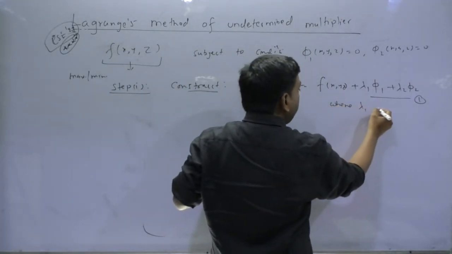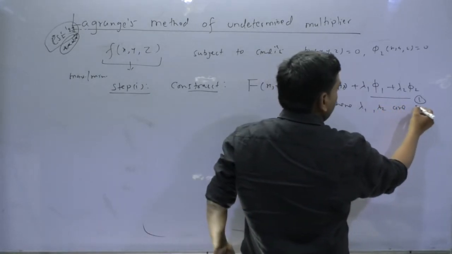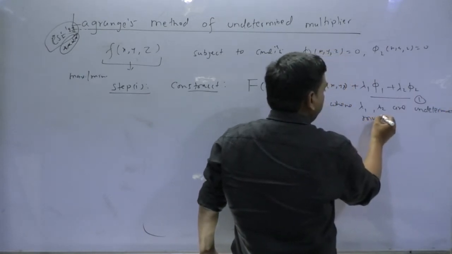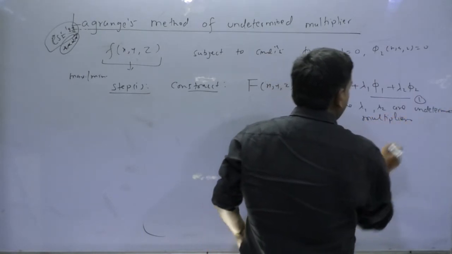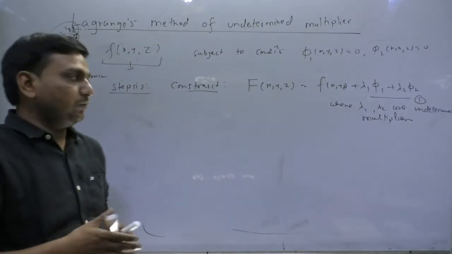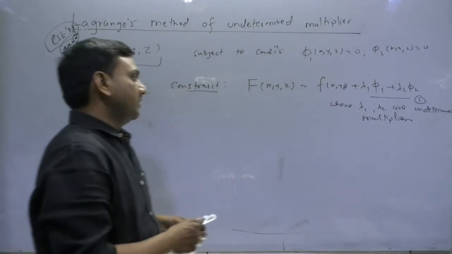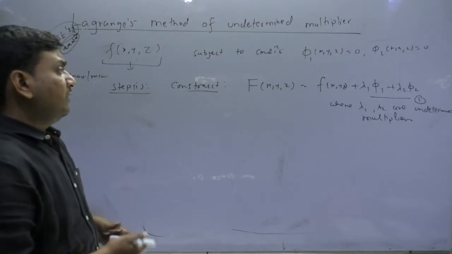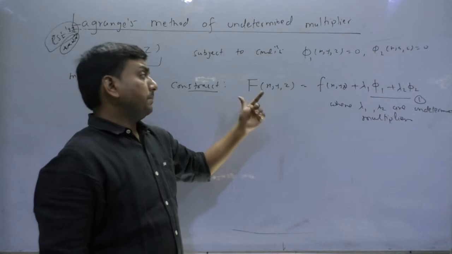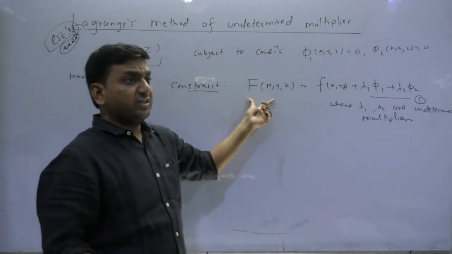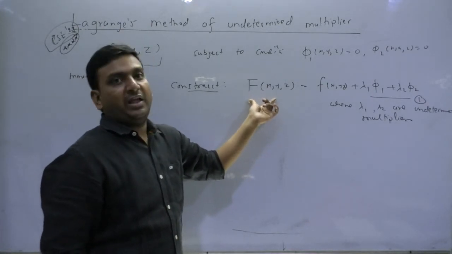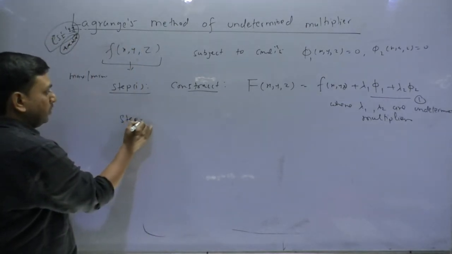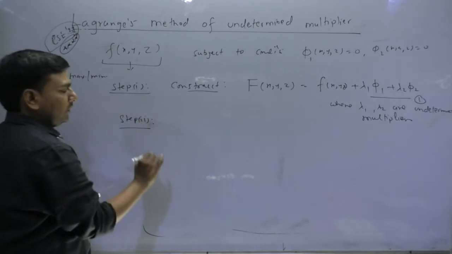where lambda 1, lambda 2 are undetermined multipliers. Okay, that is why this method is called like this. Ultimately, what is the procedure here? We will be discussing maxima or minima with the sign of this capital F now. Okay? Step 2. Please focus.